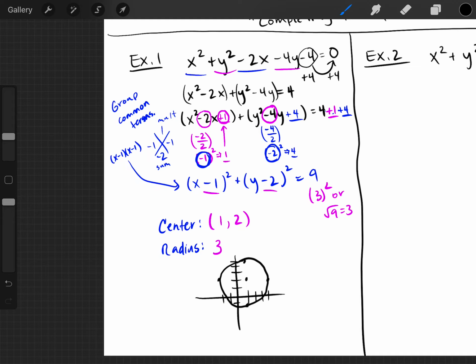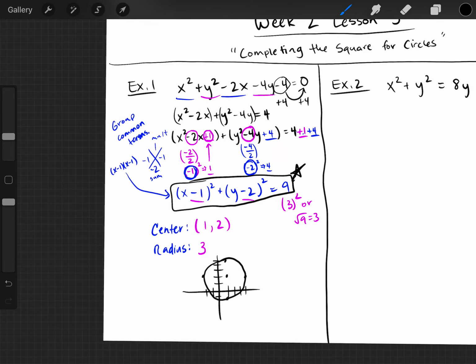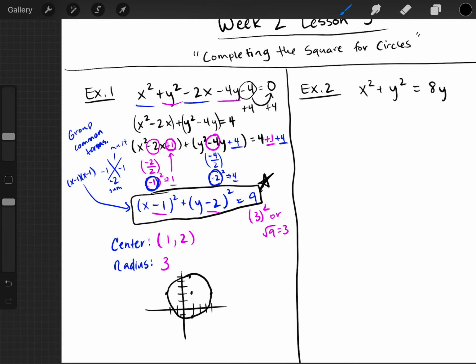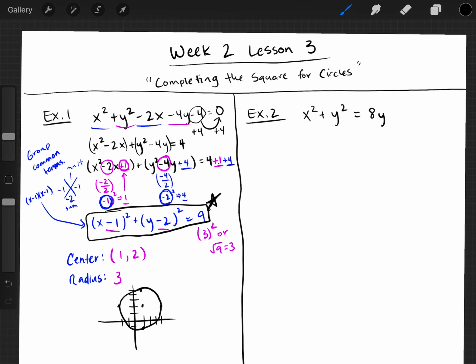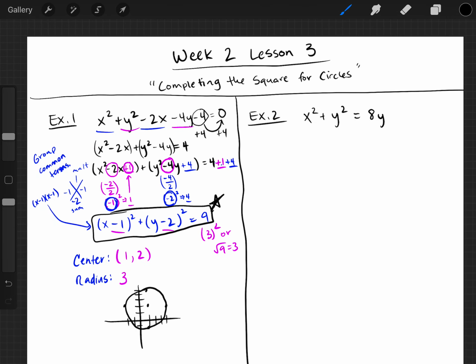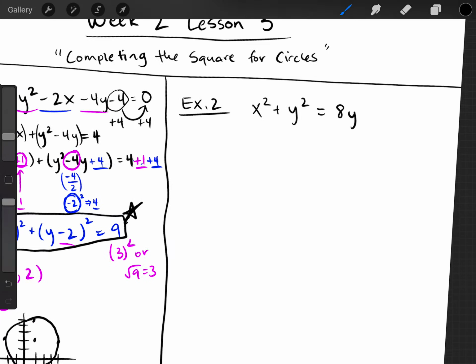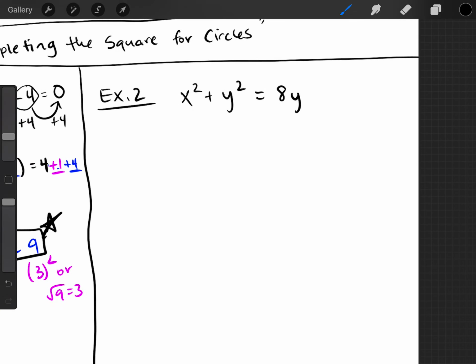We could go through and find the center. We could find the radius, which would then allow us to graph it. Let's do that real quick. We'll look at it, the center, negative 1, negative 2. We think opposite, so that's a positive 1, positive 2. The radius, 3 squared is 9, or the square root of 9 is 3. So the radius is 3. So we could graph that circle, right? It has a center of 1, 2, and a radius of 3. So you go up 3, right 3, down 3, you know the drill.